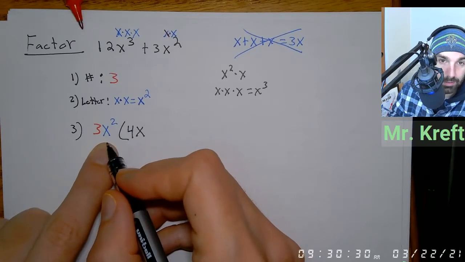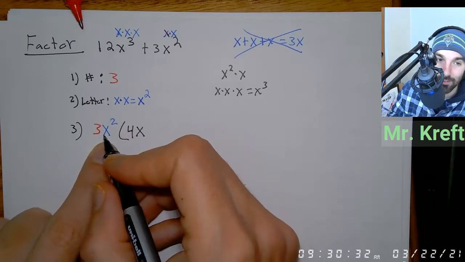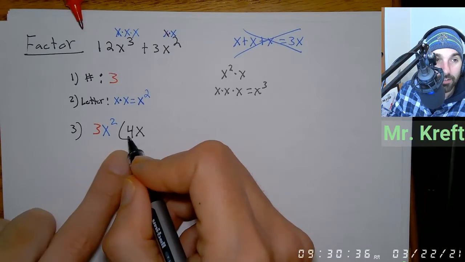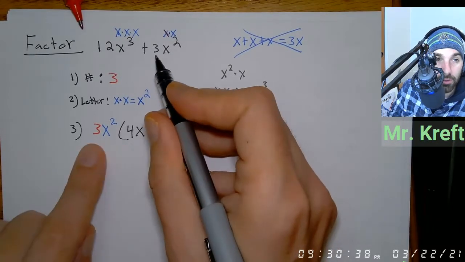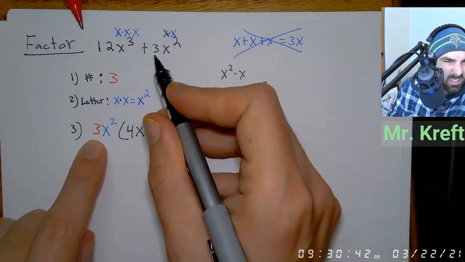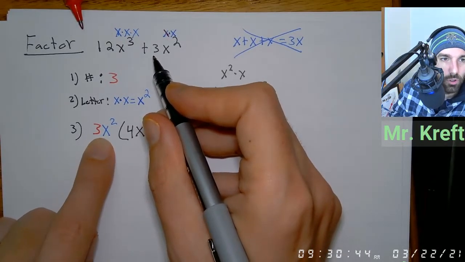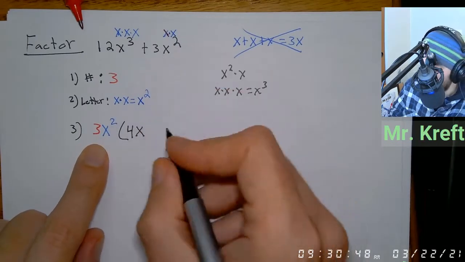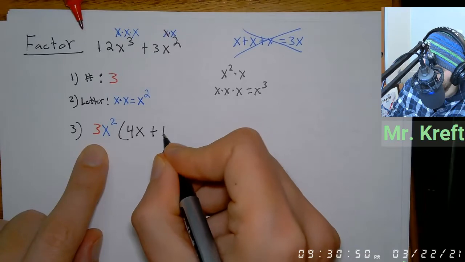Are we doing okay, guys? I know this is going to be new. We're going to have to just practice and practice. So I have 3x squared times 4x, and then 3 times what gives me 3? Well, it's 3 times 1, and we're lazy, we don't write 1. And then we have x squared. I just want this term to show up there, so that's just 1.